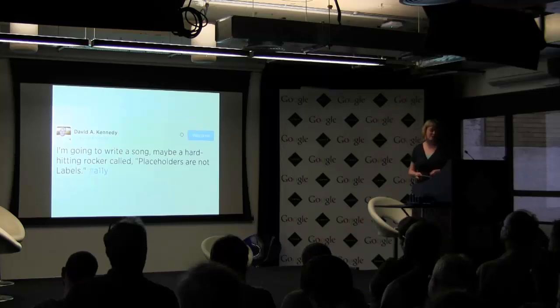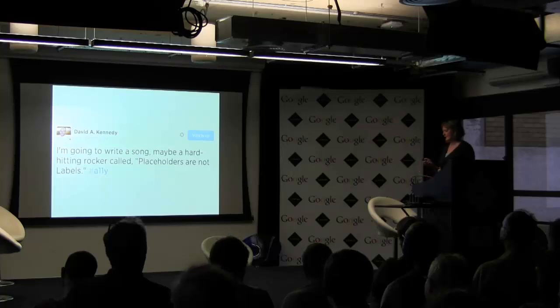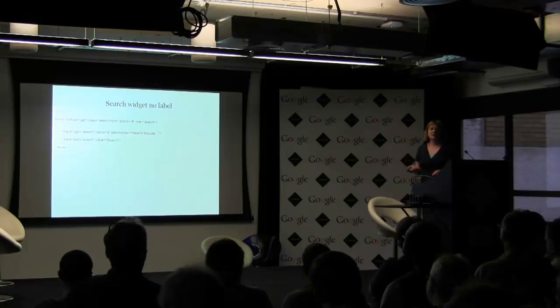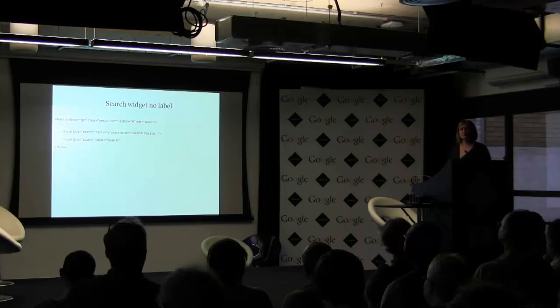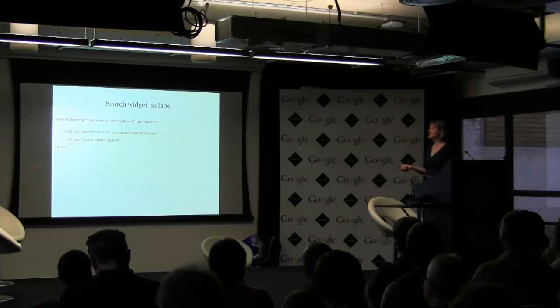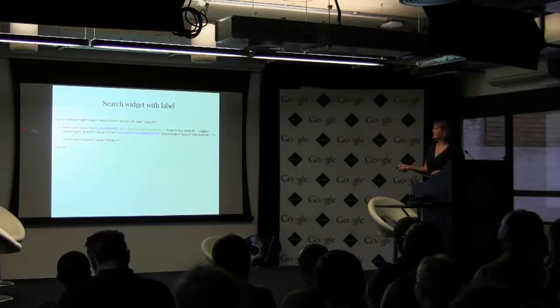I'm going to write a song, maybe a hard-hitting rocker called "Placeholders Are Not Labels." Please, don't rely only on placeholders. Also add a label. Genesis has its own search widget, which has no label, because they strip the IDs, so they also strip the label. You have a placeholder, that's enough? Well, it's not enough for a screen reader. So I added a label with an ID on the input.